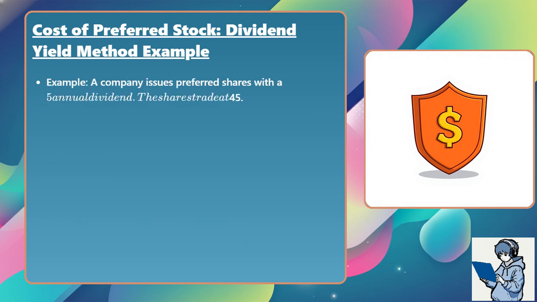Example: a company issues preferred shares with a $5 annual dividend. The shares trade at $45. RP equals $5 divided by $45 equals 0.1111, equals 11.11%.